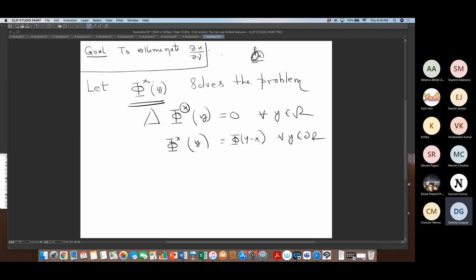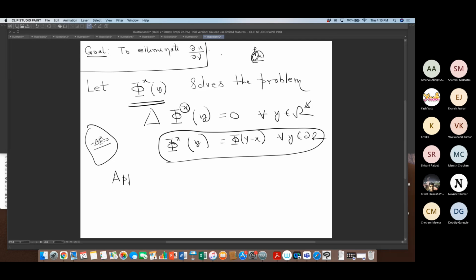So what is phi x? Phi x is a harmonic function in omega. In the interior, minus Laplacian of phi x equal to 0. That means it's a harmonic function with some boundary condition. I don't know whether such a function exists or not. You just let phi x solve this PDE. Suppose you have this type of function which is equal to 0 inside, and at the boundary it satisfies phi of y minus x.